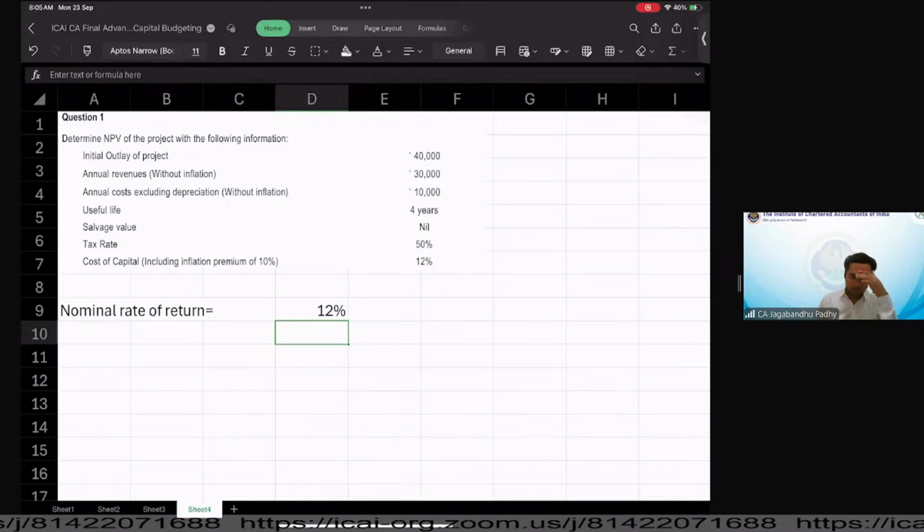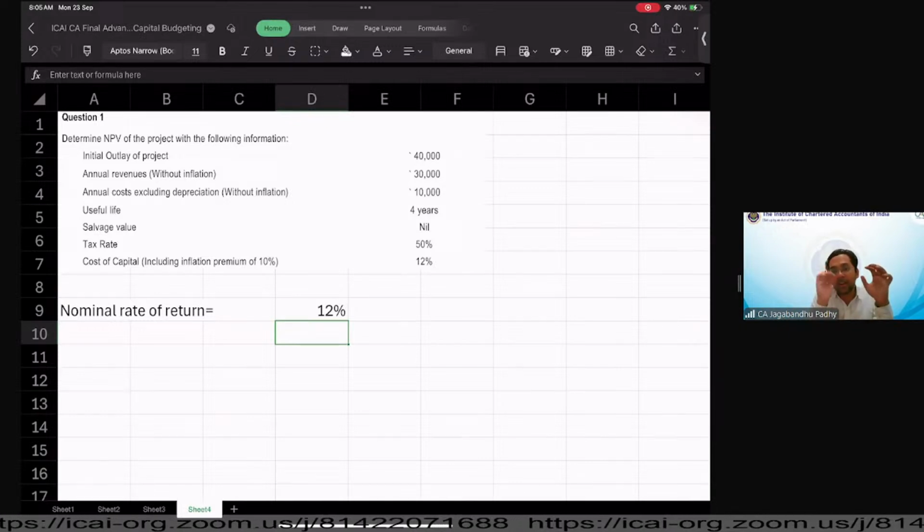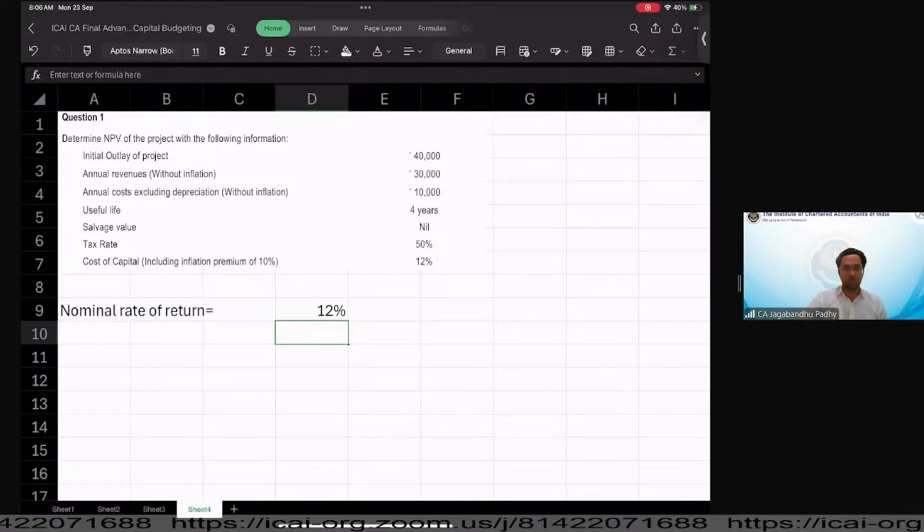Then the initial outlay of the project is 40,000. So let's try to solve this by two methods. One is getting the nominal cash flows and discounting them at the nominal rate. Second is getting the real cash flows and discounting them at the real rate. Since we have this nominal rate, let's try to get the nominal cash flows first. The nominal rate is 12%, so we need to get the nominal cash flows also.